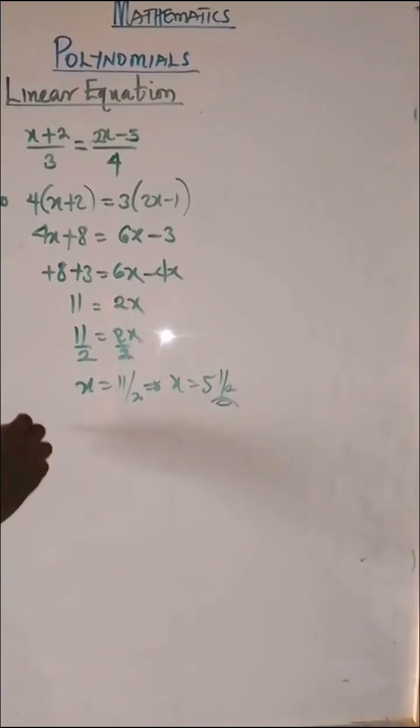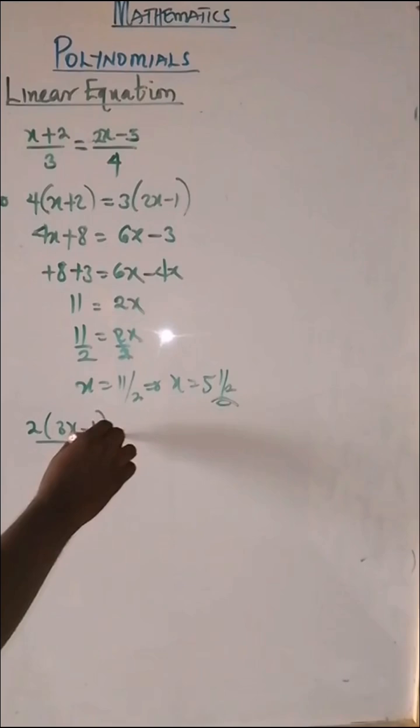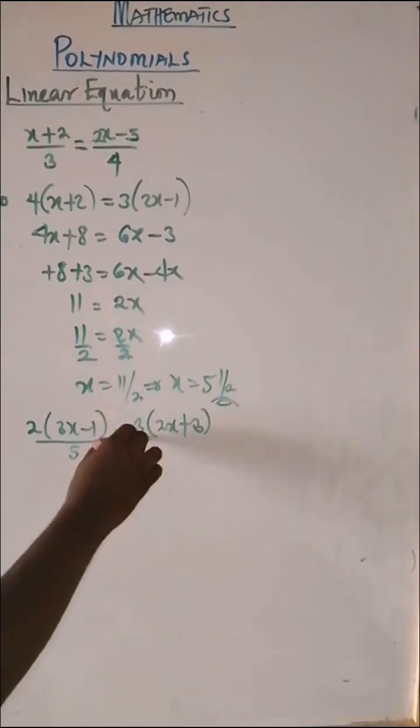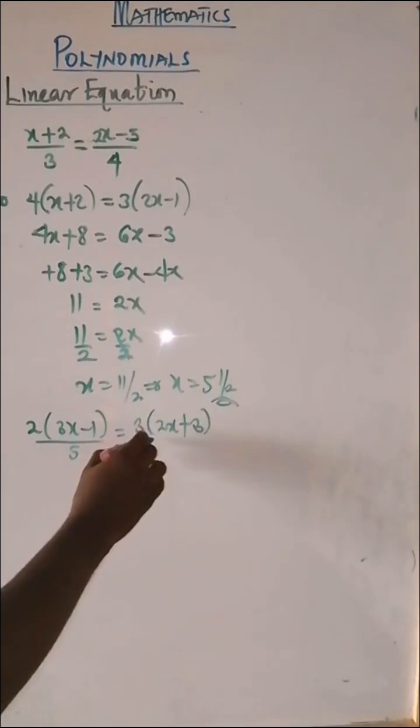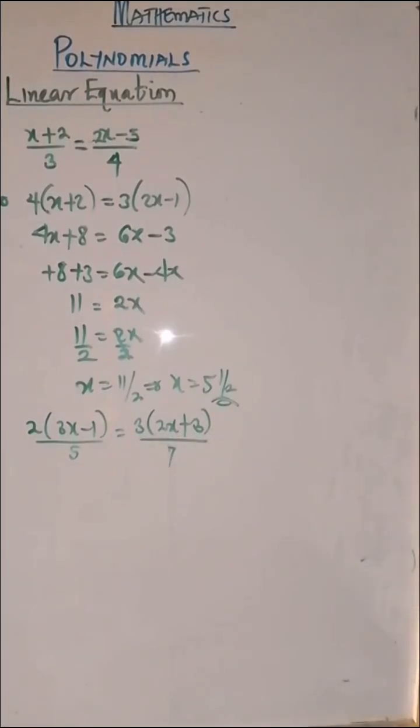Another example involving two fractions. Let's suppose we have 2 into 3x minus 1 over 5 equals 3 into 2x plus 3 over 7. Don't panic, the first rule, do not panic.